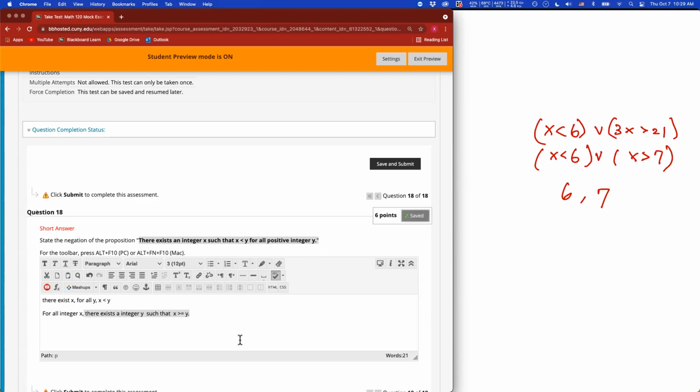I see people asking, can you put for some positive integer y at the end instead? So you are saying for all integer x such that x greater than or equal to y for some integer y. Well, you could do that, but when you read it, it will sound awkward.